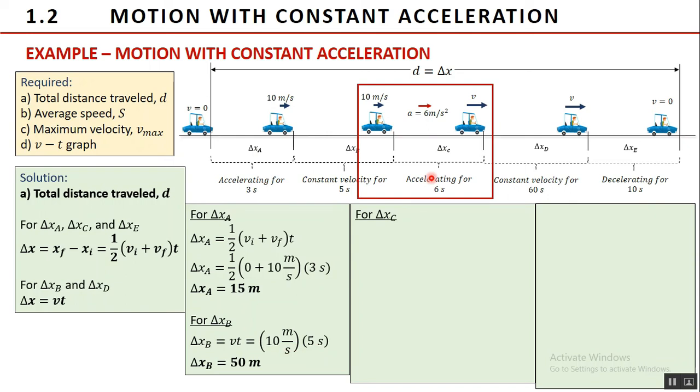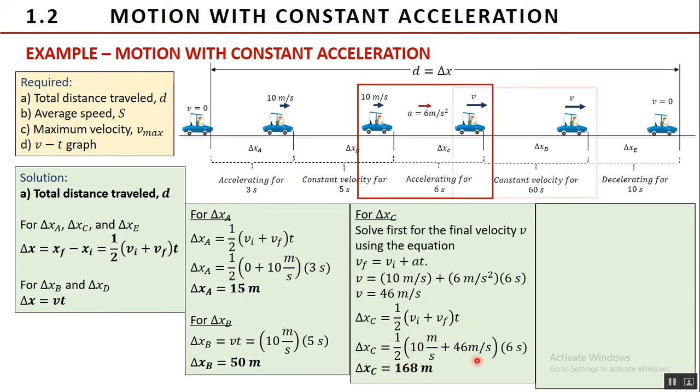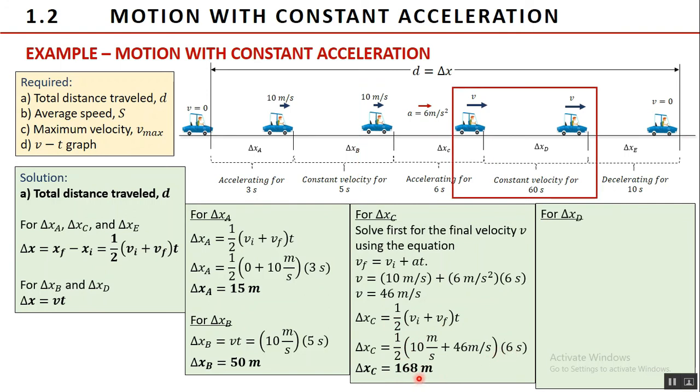Let's keep up. For delta x sub c, we solve first for the final velocity v using the equation v sub f equals v sub i plus a times t. Substitute the values, 10 plus 6 times 6. So the final velocity will be 46 meters per second. Then using the displacement formula and substituting the values, 1/2 of the quantity 10 plus 46 times 6, will give a distance or displacement delta x sub c of 168 meters. Can you still follow? You may pause a while or you may rewind my explanation.